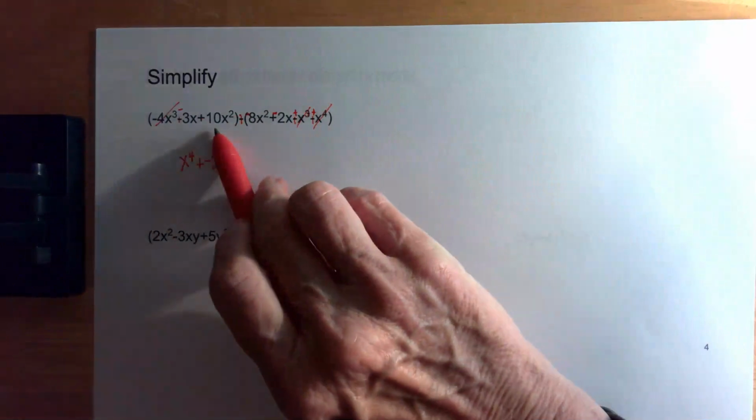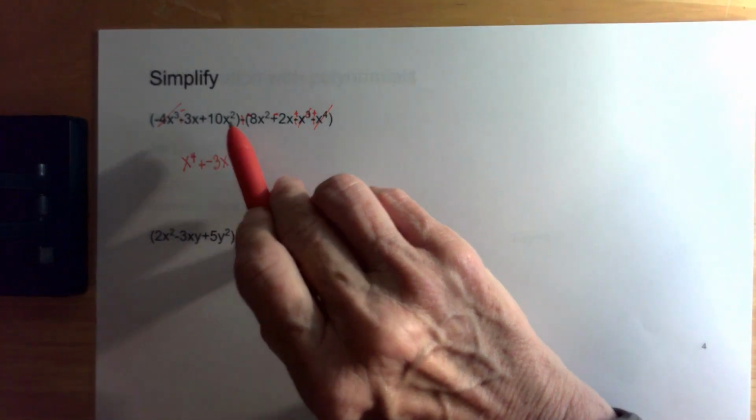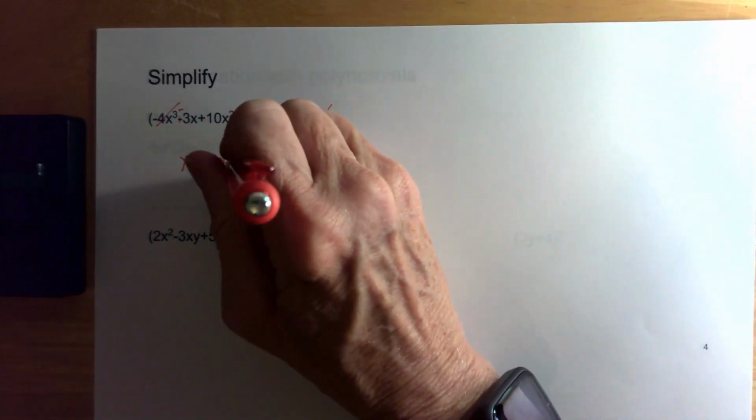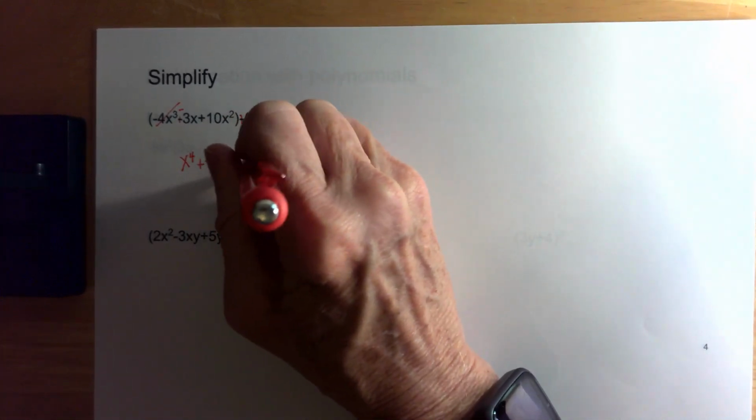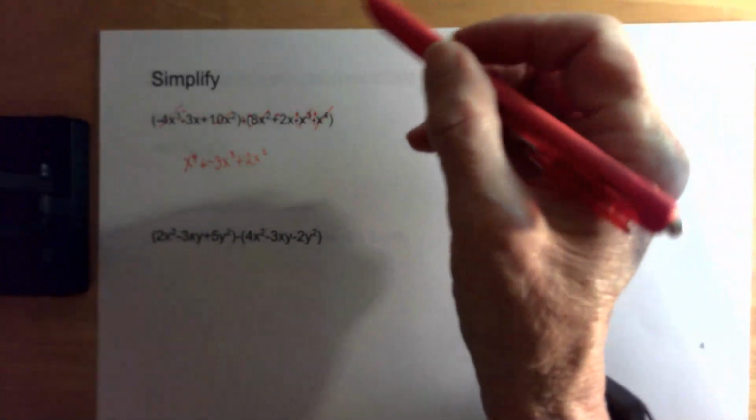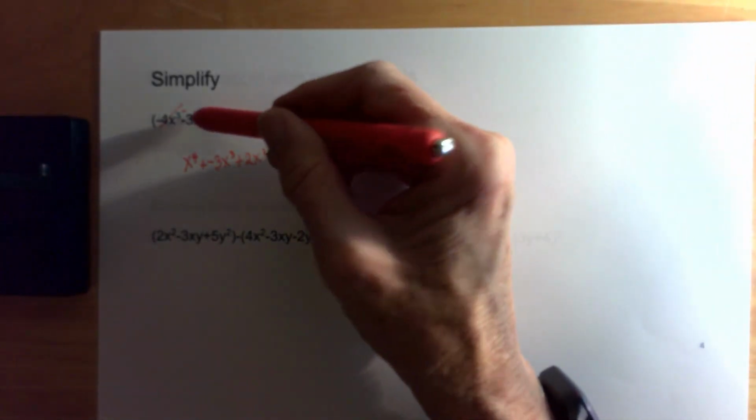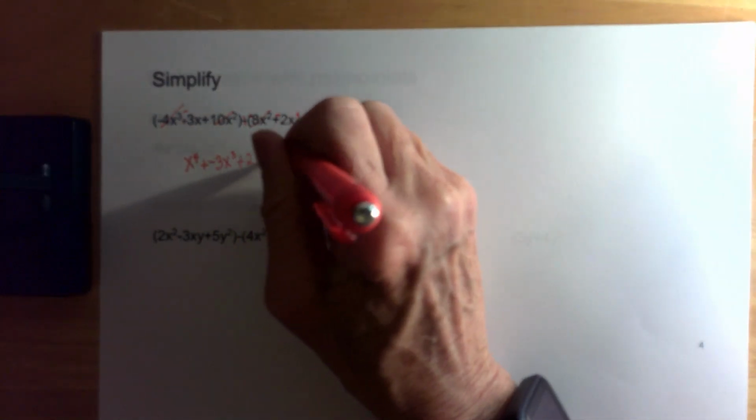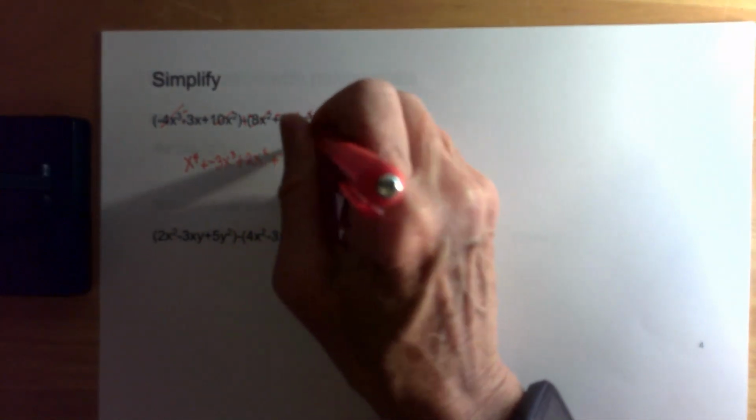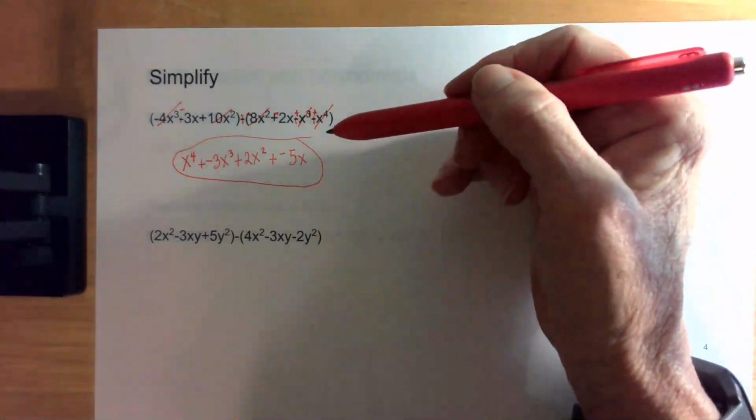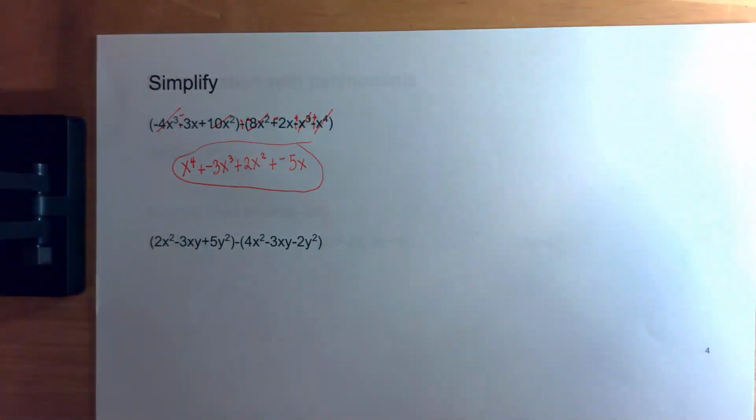I have a 10x squared here. And I have a -10x squared there. So that's a positive 2x squared. And then I have a -3x and a -2x. So that's going to give me a -5x. So that right here would be your answer for that problem that you're subtracting.